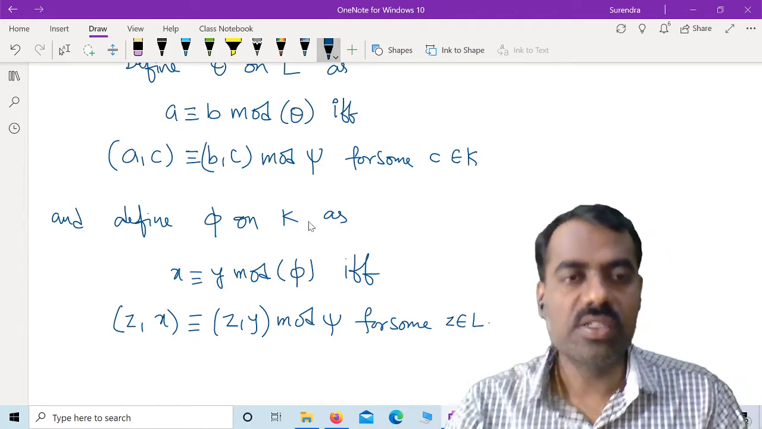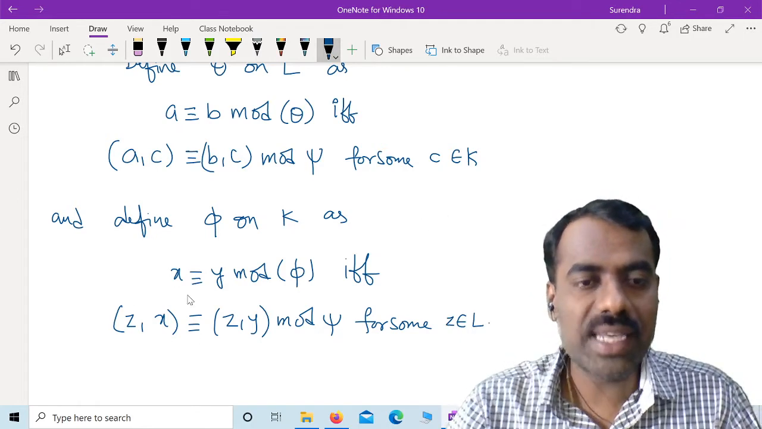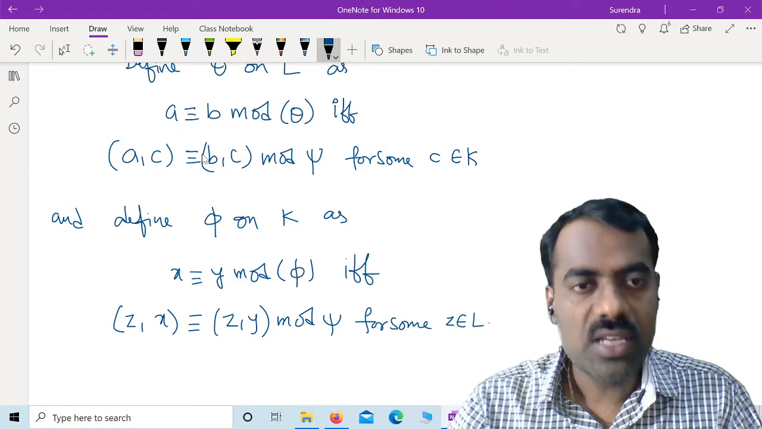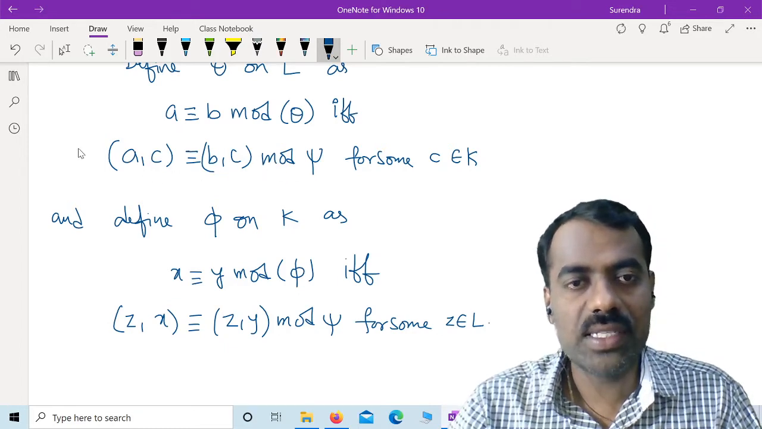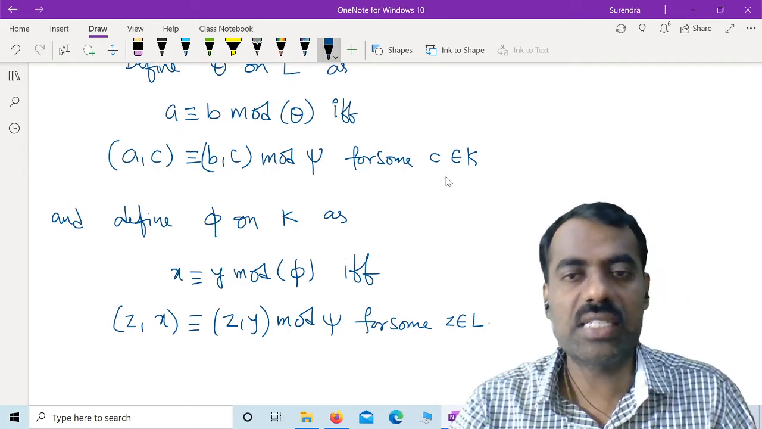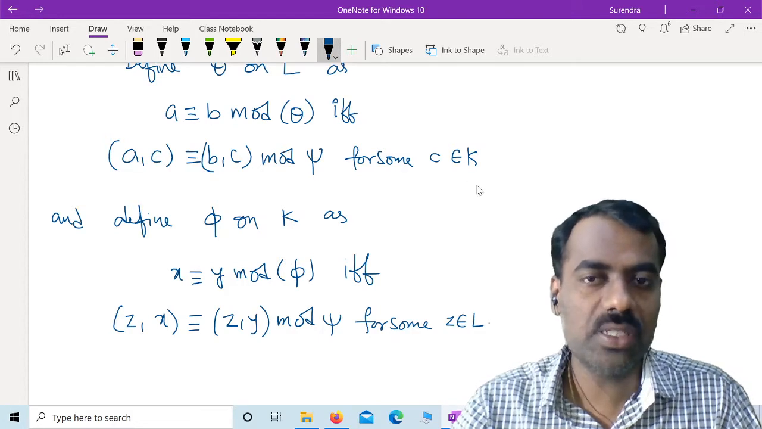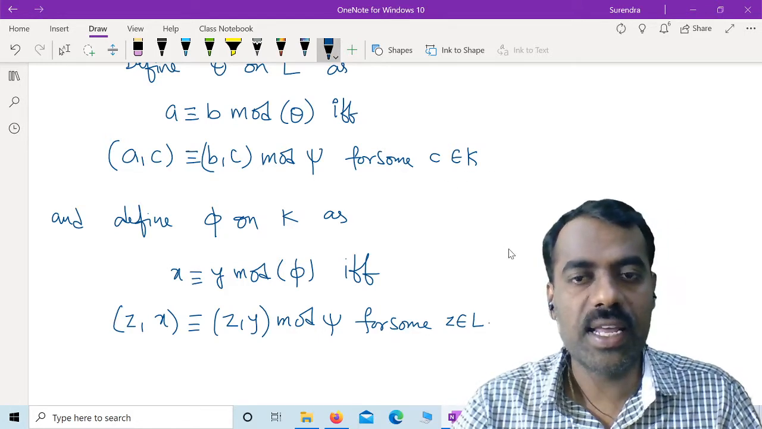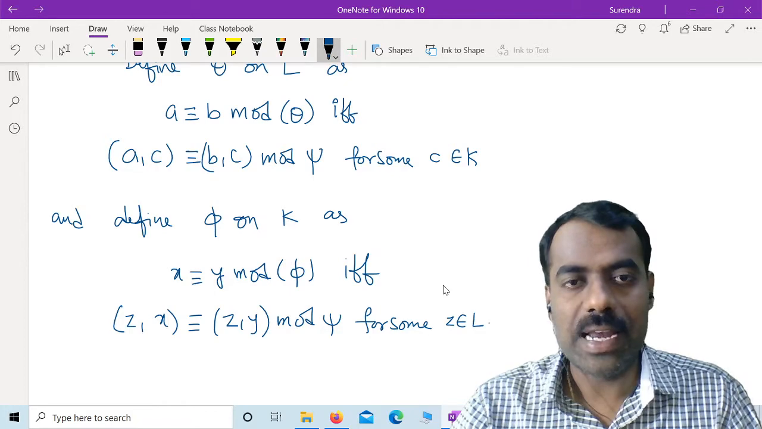Is this clear? The first coordinate belongs to L, the second coordinate belongs to K. So here (A, C) and (B, C): the second coordinate is fixed. At least for some C in K it should happen. Similarly for phi we have defined like this.